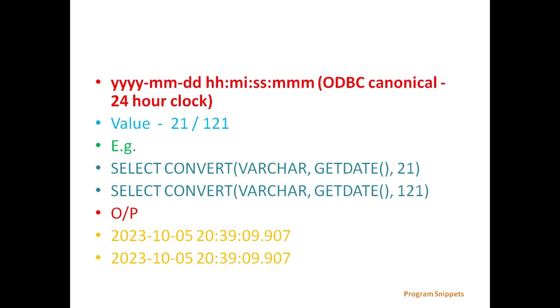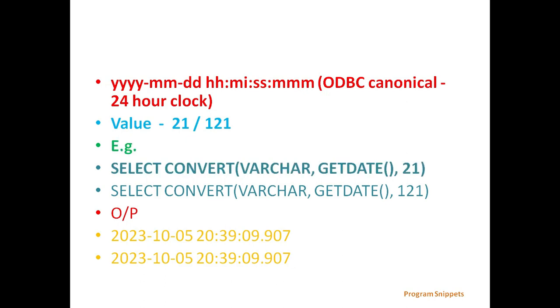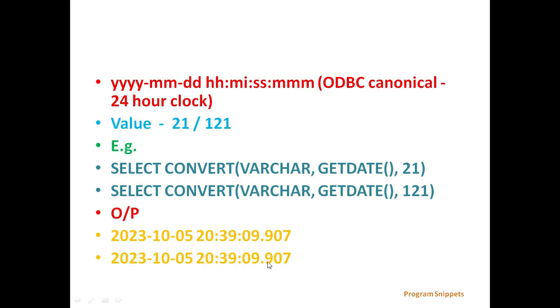And next is ODBC canonical 24 hours with milliseconds. For this we will use values 21 or 121. For example, select convert varchar getDate 21 or select convert varchar getDate 121 will give the output year, month, date with hours, minutes, seconds and milliseconds.